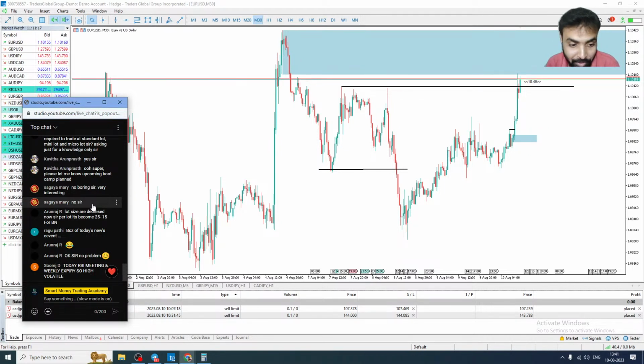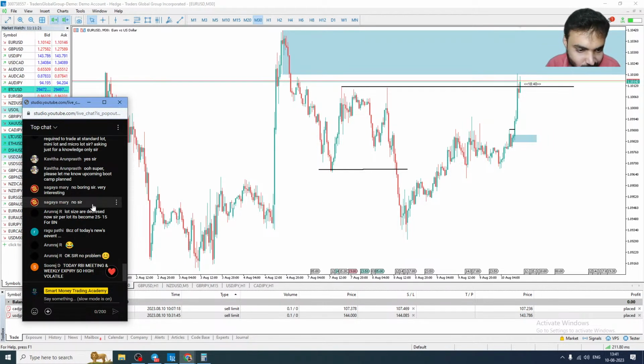Oh, today is the expiry also, right? I did not notice that. Today is Thursday, Bank Nifty expiry. Today RBI meeting and weekly expiry. Oh, yeah, yeah. I completely forgot that also.